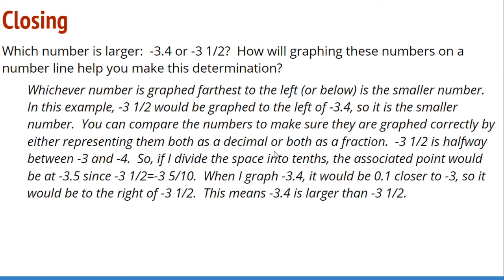So in this example, -3 1/2 would be graphed to the left of -3 4/10, so it's the smaller number. You can compare the numbers to make sure they are graphed correctly by either representing them both as a decimal or both as a fraction. It's easier to compare if they're in the same form. -3 1/2 is halfway between -3 and -4. So if I divide the space into tenths, the associated point would be at -3 5/10, since -3 1/2 is equal to -3 5/10. And when I graph -3 4/10, it'd be 1/10 closer to the -3. So it would be to the right of -3 1/2, which means that -3 4/10 is larger than -3 1/2.